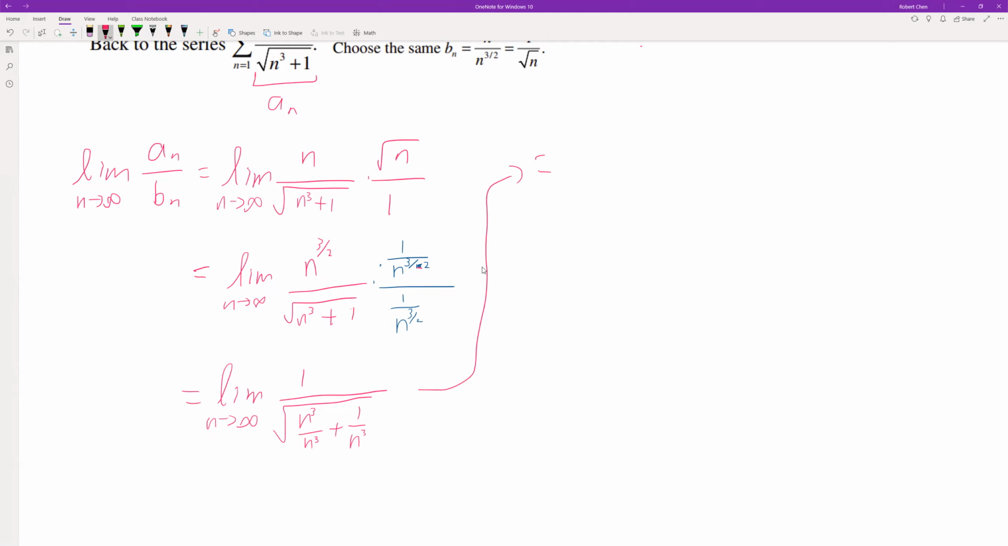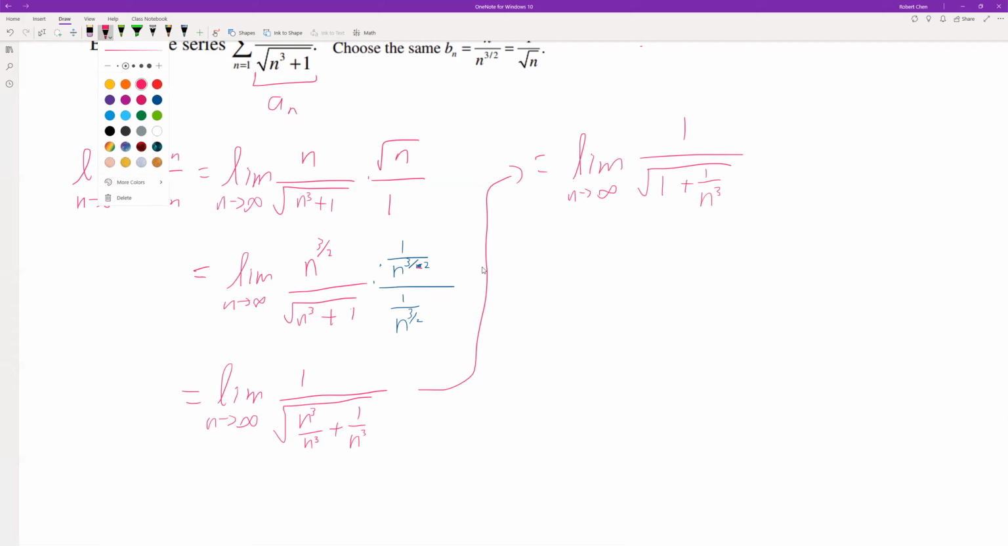And then that's equal to the limit of 1 over the square root of 1 plus 1 over n to the third power. When you take the limit as n approaches infinity, this term will go to 0, leaving us just a 1.